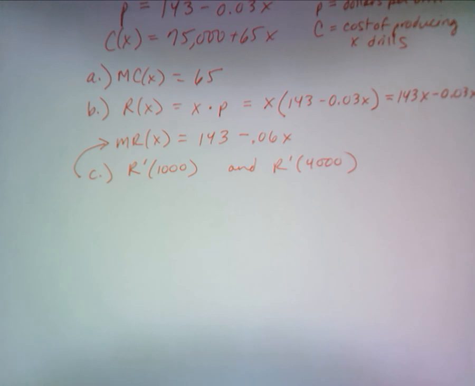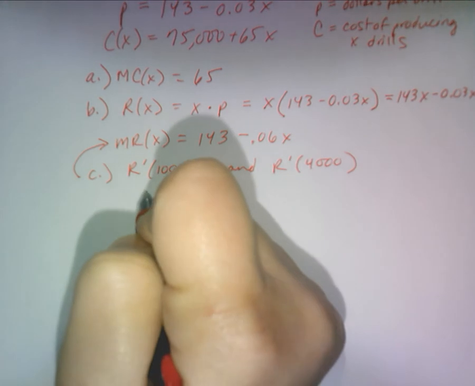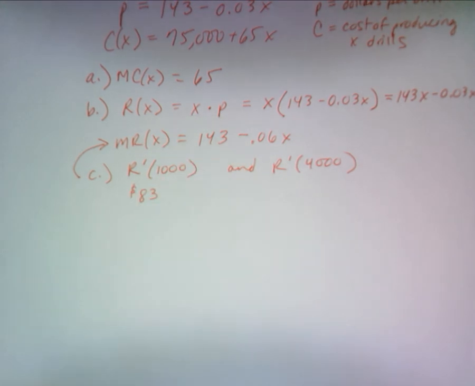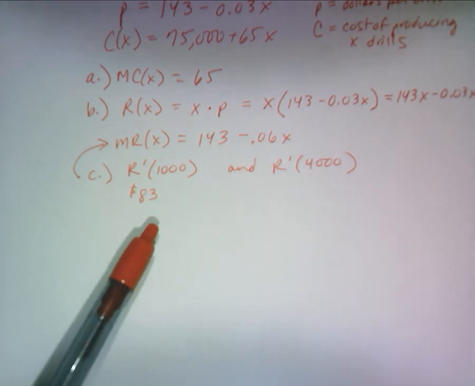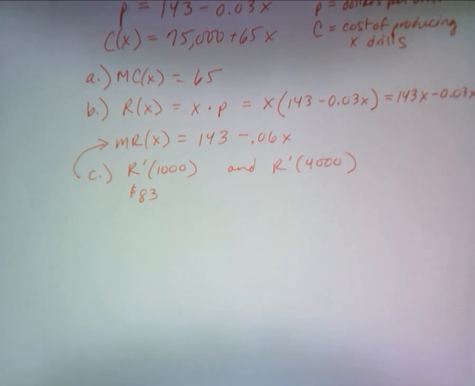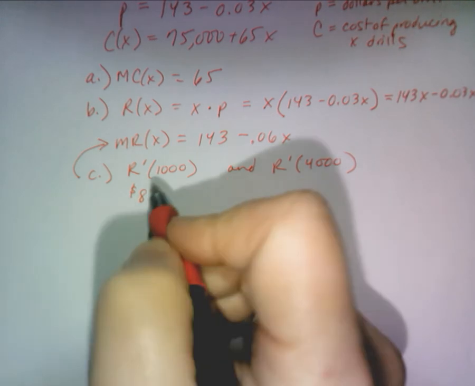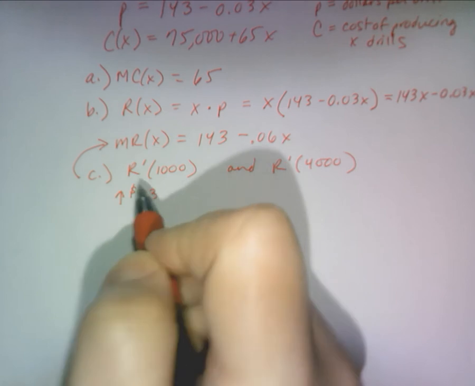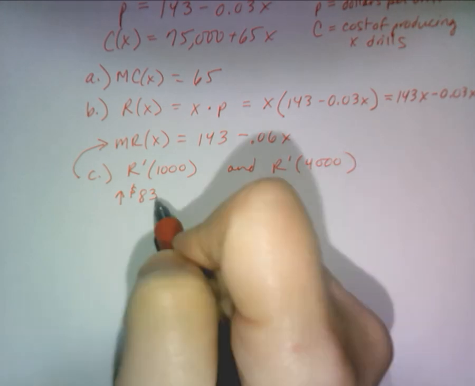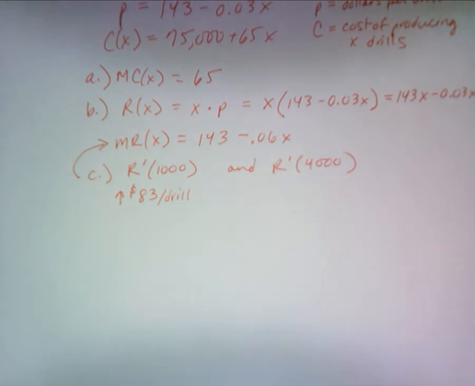Anybody got an answer for that one? For the first one with 1,000? 83. Let me just explain what that means in terms of what we're doing in derivatives here. That means at the 1,000th drill, we put in 1,000, we have an increase in our revenue of $83 a drill at the 1,000th drill.